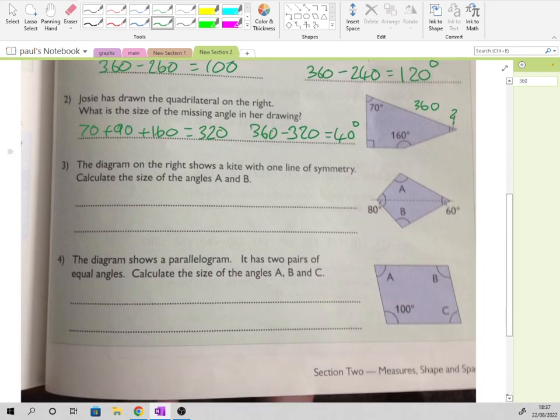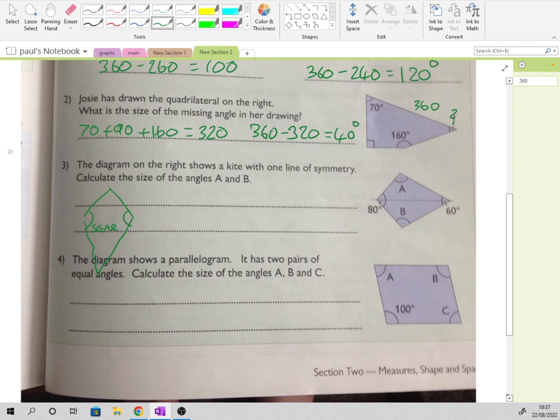The diagram on the right shows a kite. Now a kite, see we've got a line of symmetry going through the middle there. So a kite, everything adds up to 360. But the thing about a kite is these two are the same as each other. These two won't be, because that's more pointy than that bit. But the left and right hand side of the kite, if I draw a kite that way, these two angles are the same as each other.